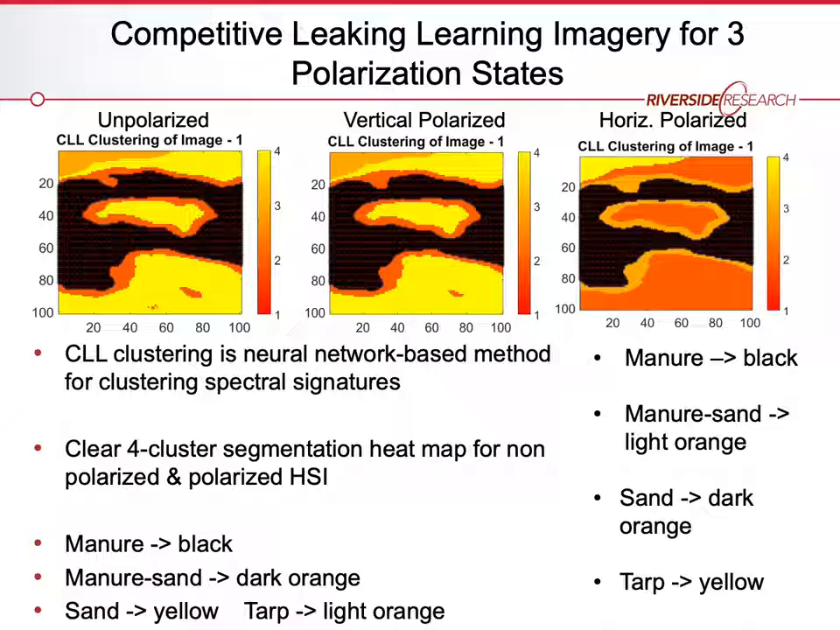A clear four-cluster segmentation heat map for the non-polarized and polarized HSI can be obtained, and that's what you see at the top. For the first two cases, we have menorah in black, the menorah and sand mixture in dark orange, the sand in yellow, and the tarp in light orange. But for the horizontally polarized case, which is the third case, we have menorah in black, menorah and sand in light orange, sand in dark orange, and the tarp in yellow. Again, we can obtain a very clear segmentation of the data using this machine learning algorithm.